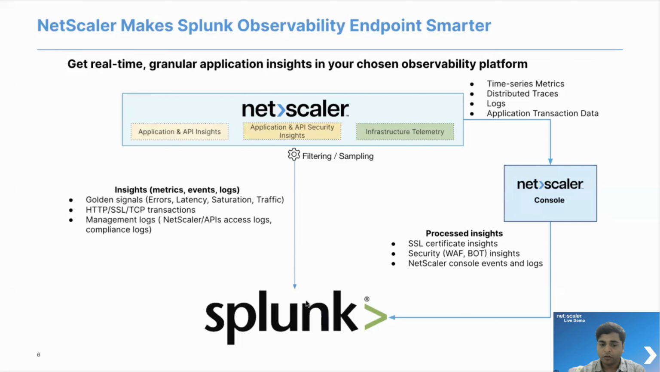You need to have a processing logic on the Splunk. On the other hand, console is doing everything for you. It is building that process insights and just exporting it. Okay. And is it sending those processed insights out live?